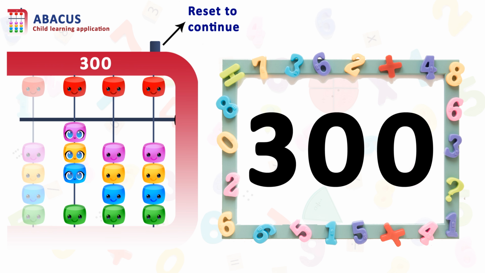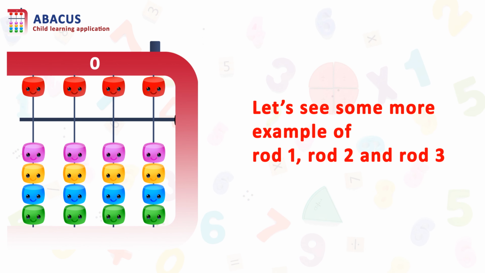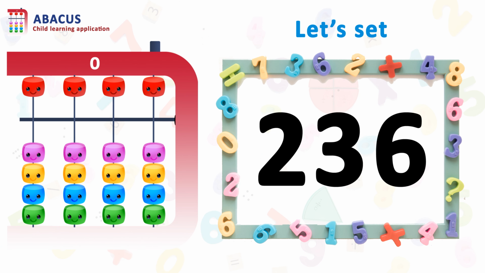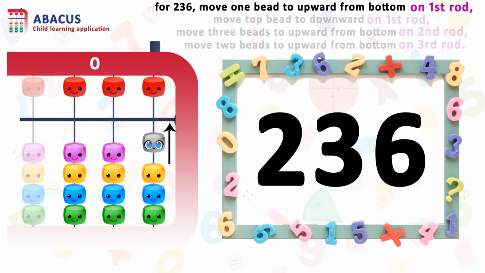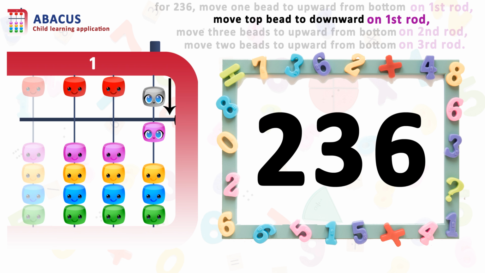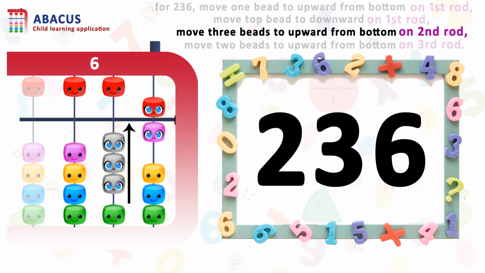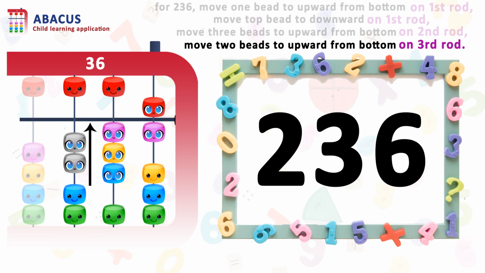Reset to continue. Let's see some more examples using rod 1, rod 2 and rod 3. Let's set 236. For 236, move one bit upward from the bottom on the first rod. Now move the top bit downward on the first rod. Now we are moving 3 bits upward from the bottom on the second rod. Now move 2 bits upward from the bottom on the third rod.